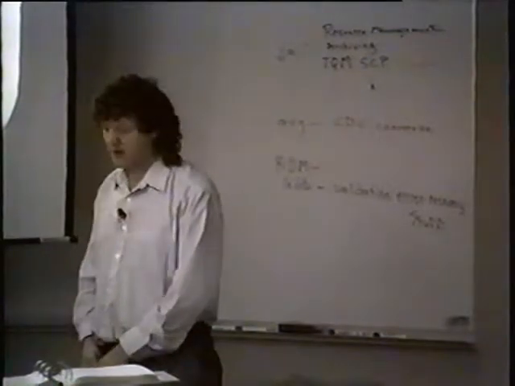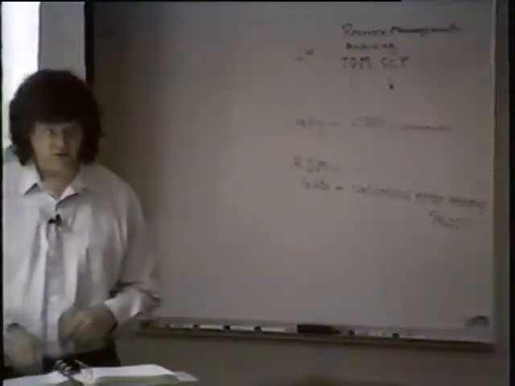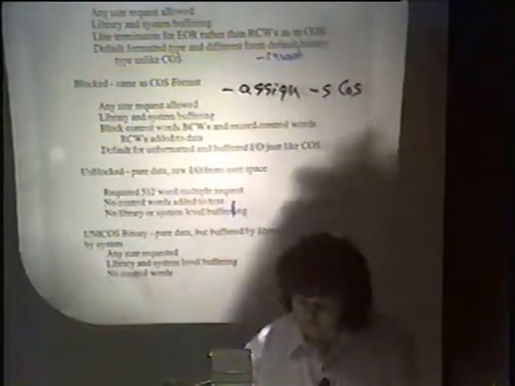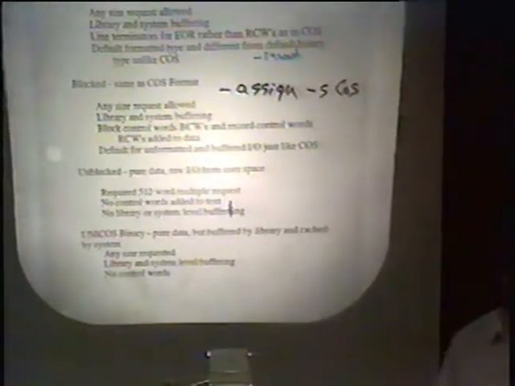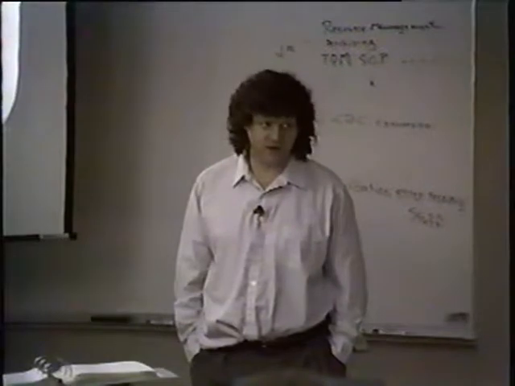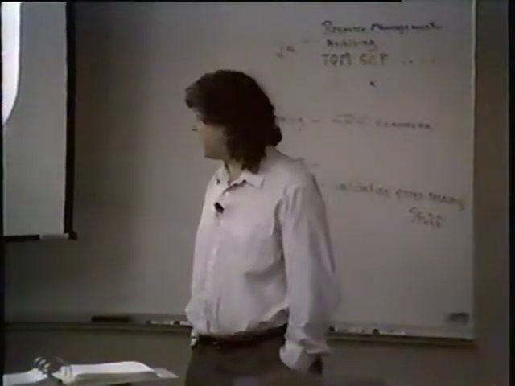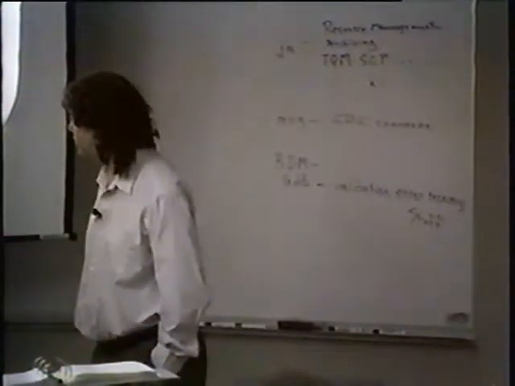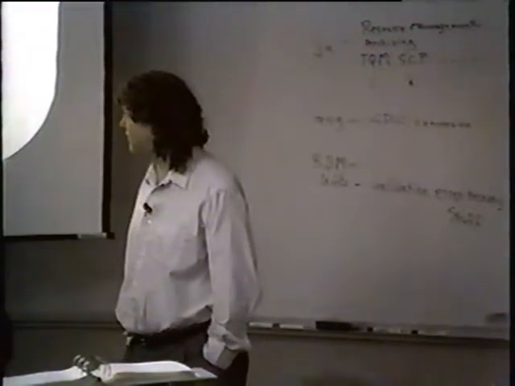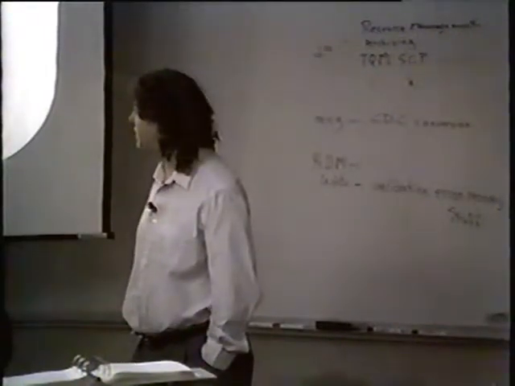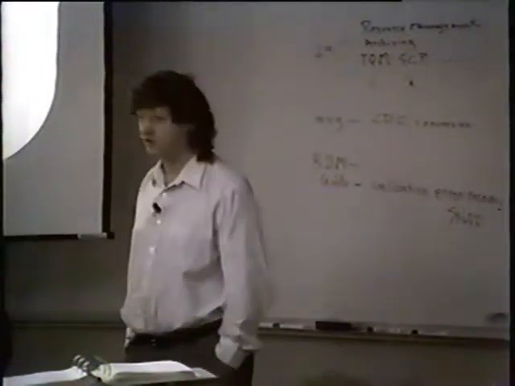We then have a blocked format, and this is only gotten to with the assign command. I think it's a -s COS, something like that. And on the Cray 2, it's called unblocked rather than COS. So this area is actually a port of the Cal libraries from COS with 4.0. And any size request is allowed again. You have library and system buffering still. The difference about this data set is that it's already sectorized, already blocked for the particular disk drives that we use.